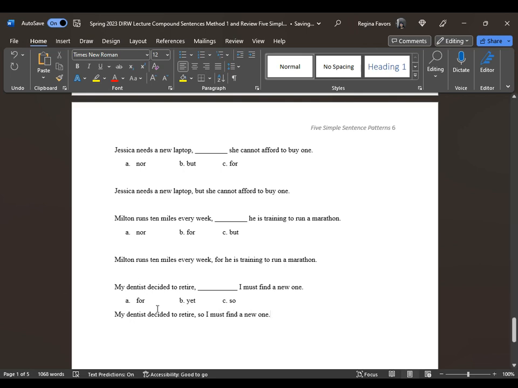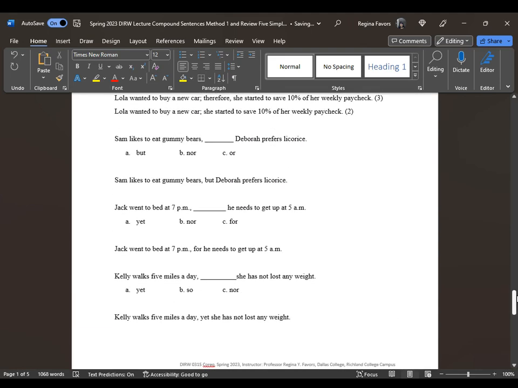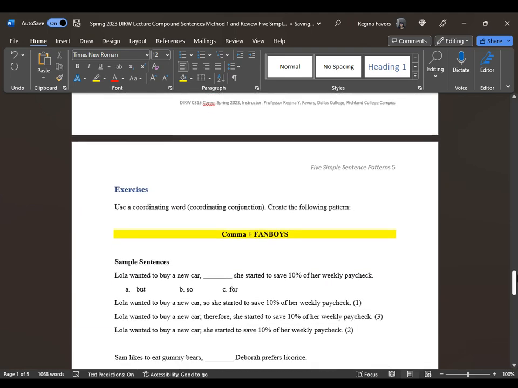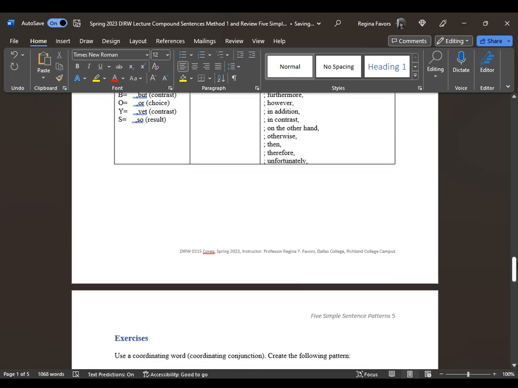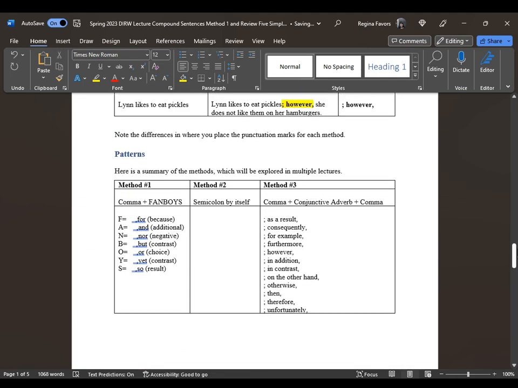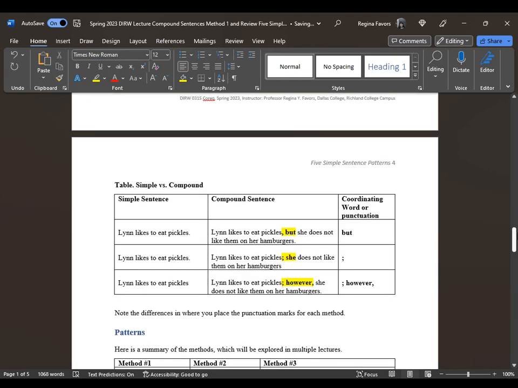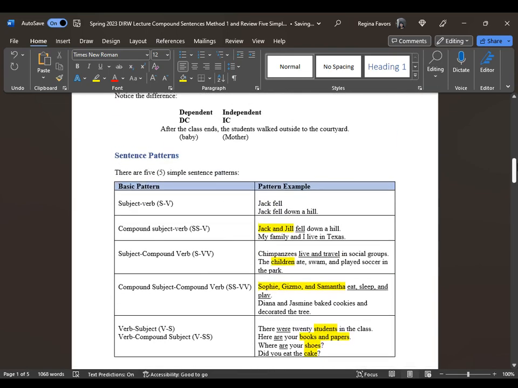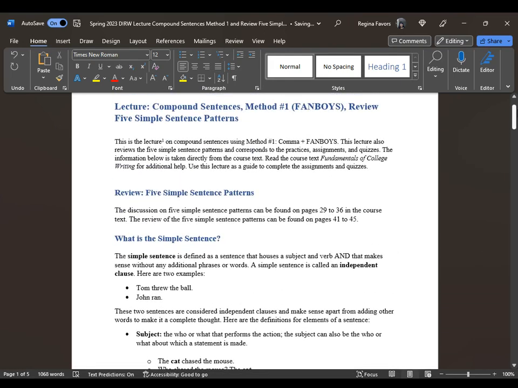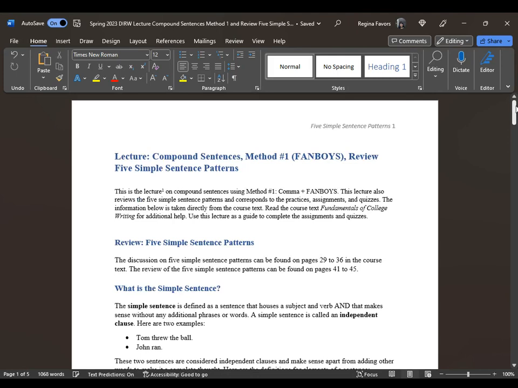Okay. So these are the sample sentences for how to create a compound sentence. And you have the first method here that gives you how to add a comma and then one of the FANBOYS based upon the sense of the sentence. So take some time to review this. Your quiz, your assignment, of course, and discussion board will be available soon. So this is the lecture on compound sentences, method number 1, FANBOYS, and then a review of 5 simple sentence patterns.